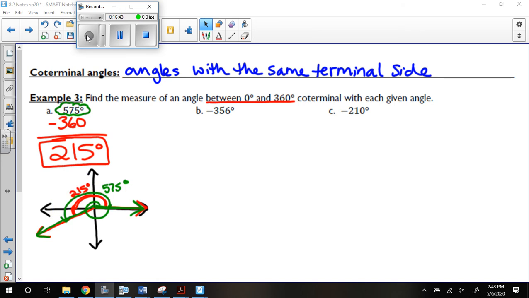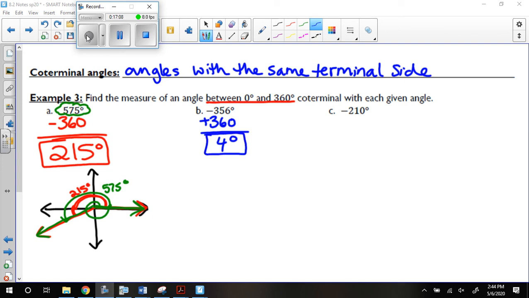All right, so now we have negative 356. To get between 0 and 360, we're going to have to add. So we're going to add a full rotation of 360 degrees, and that comes out to 4 degrees. Okay, so 4 degrees is coterminal with negative 356 degrees. So yet again, I'll show you the picture here.